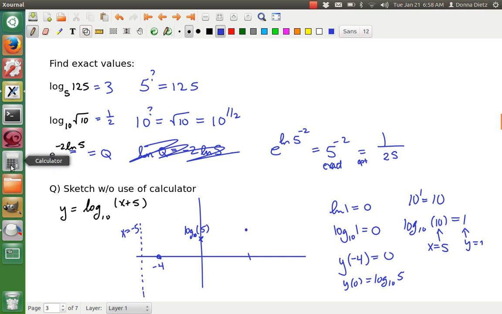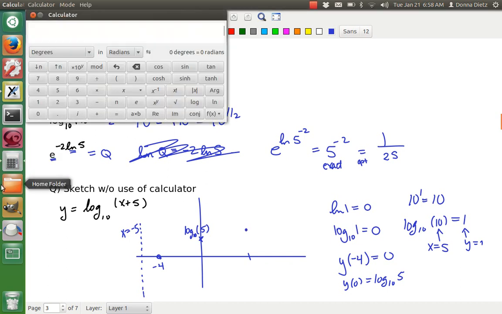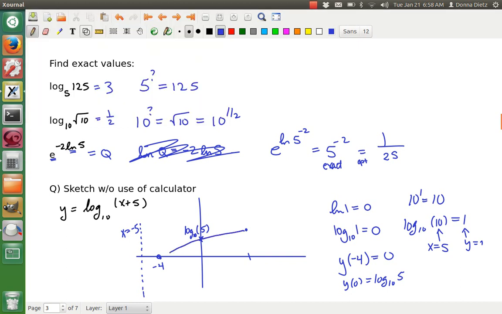Well, I have a calculator. I can find out what log base 10 of 5 is. I can say log of 5 equals, oh yeah, so this is like 0.7. So this is what's happening. We're getting this really steep curve here. And then this is 5, 1.